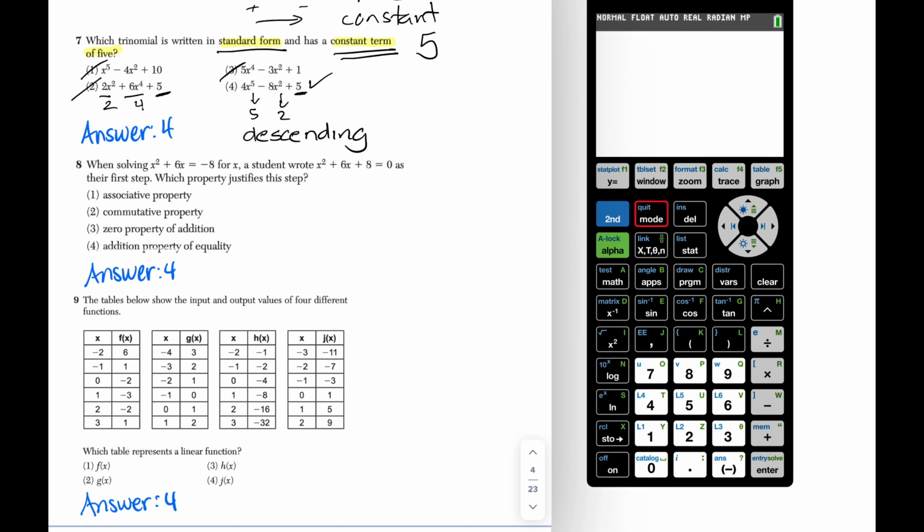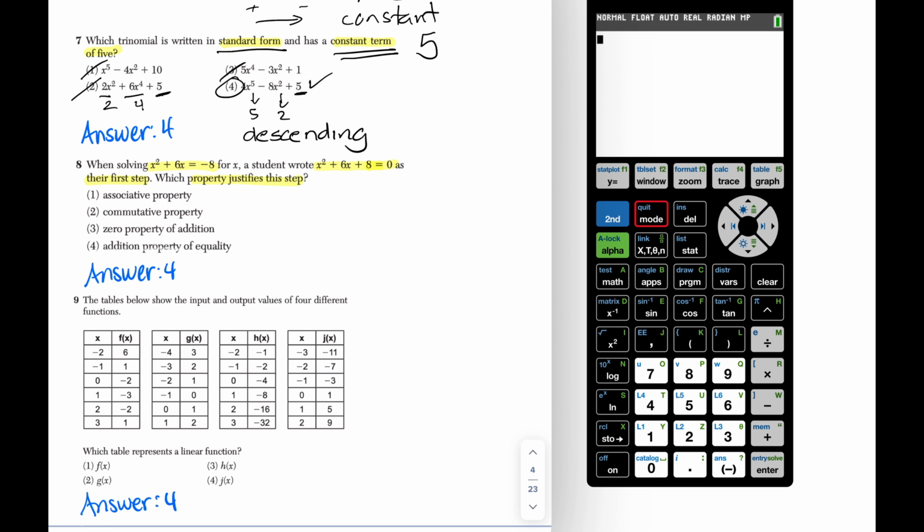They're getting smaller, and my constant is 5. So there's my answer, 4. For number 8, when solving x squared plus 6 equals negative 8 for x, a student wrote x squared plus 6x plus 8 is equal to 0 as his first step. So what property is that?